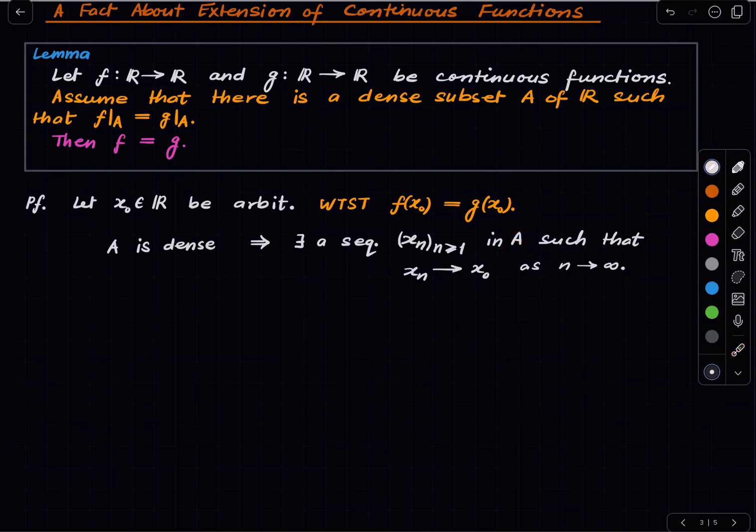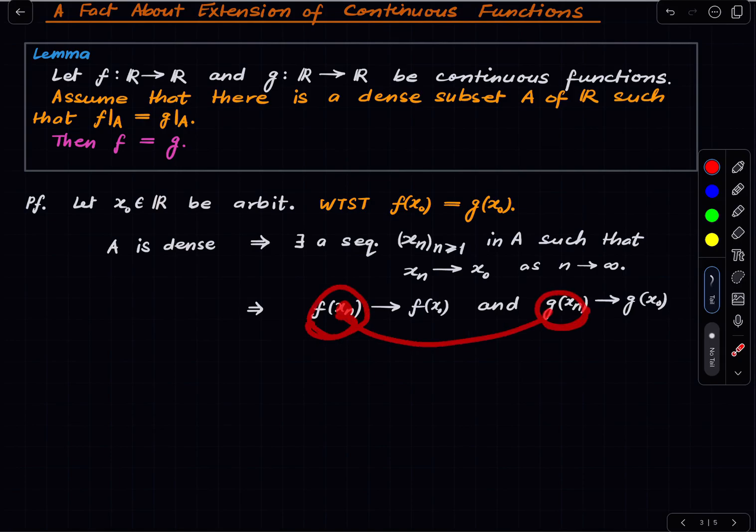And now, since x n converges to x naught, we have f of x n converges to f of x naught and g of x n converges to g of x naught, because f and g are continuous functions. But x n is in A, and therefore f of x n and g of x n are equal. So the sequences are equal, but their limits therefore cannot be different. So f of x naught is equal to g of x naught. Very simple piece of reasoning, but make sure you follow everything. Okay? So let's proceed.